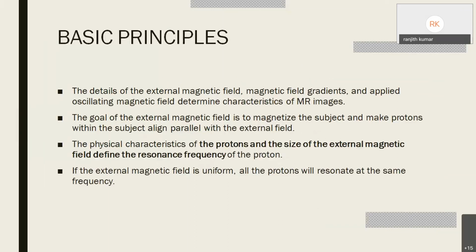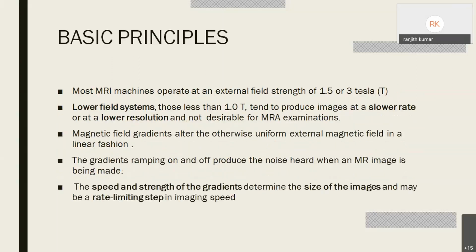Coming to the MRI, it depends on the external magnetic field, the magnetic field gradient of the machine, and the applied oscillatory magnetic field. All these define the characteristics of MR imaging. Because of the application of the external magnetic field, the protons in the body align along it and resonate, producing a frequency the same as that of the applied external magnetic field. Machines started initially with 1 Tesla, followed by 1.5 and 3 Tesla.